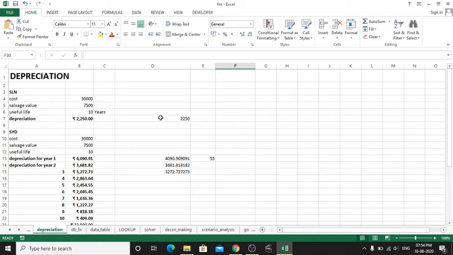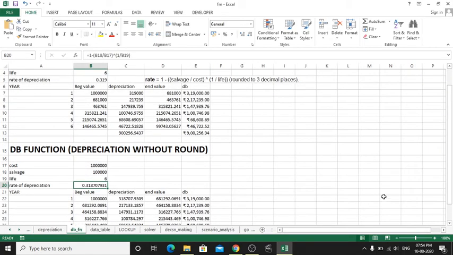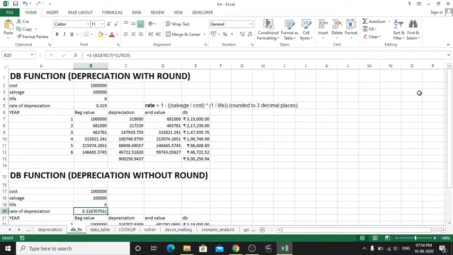Just acquire that knowledge only, you don't need to learn it. That is why I illustrated how we can do the depreciation calculation using the Excel functions and also in real life. I hope you understood these concepts. Now let's move on to the next two methods: how can we calculate the DB function, or the depreciation function, with a round function and without a round function.